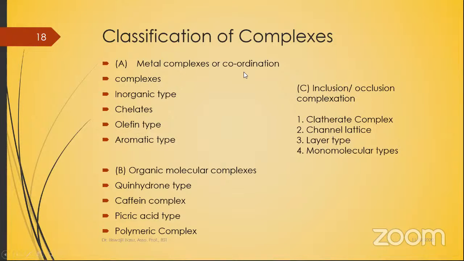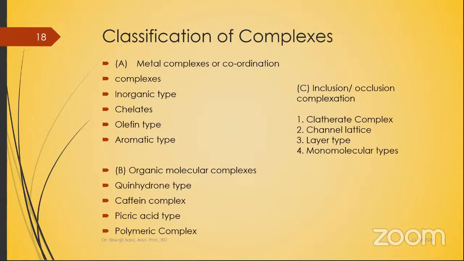Now, metal complexes are also classified into 4 groups: inorganic type, chelate, olefin type, and aromatic type. Next, organic molecular complexes are also classified into 4 subgroups. First is quinhydrone type, second is caffeine complex, as you all know the caffeine PABA complex, third is picric acid complex, and fourth is polymer complex or polymeric complex. These are the subclassifications of organic molecular complex.